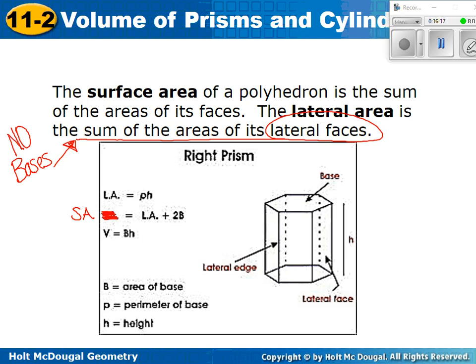And the lateral area formula is going to be capital P, that looks like a lowercase p, so make sure you make it a capital P. Capital PH. So the formula for surface area will be capital PH plus 2B. So over here on your formula sheet, you're going to write down surface area for any prism or cylinder is capital PH plus 2 capital B.